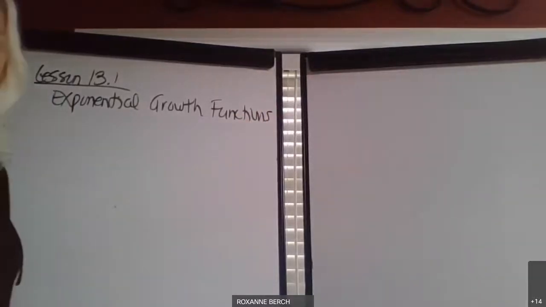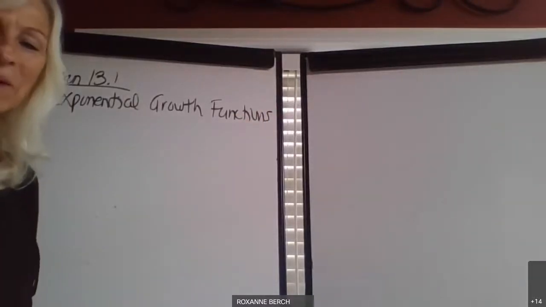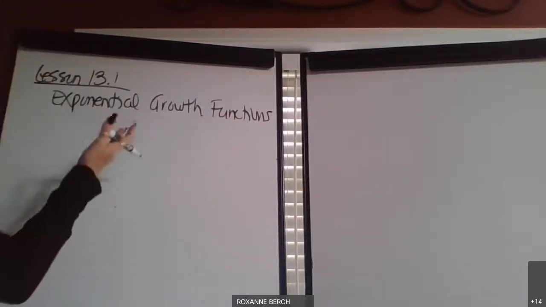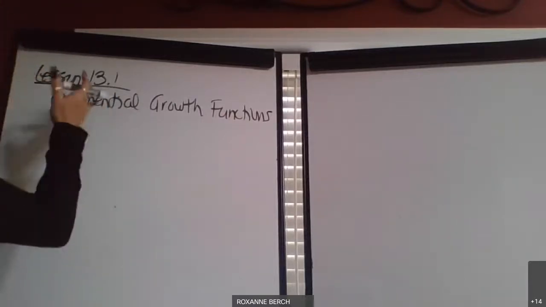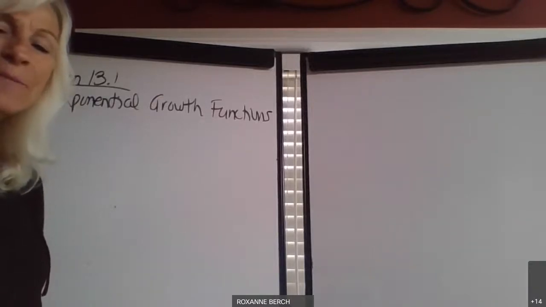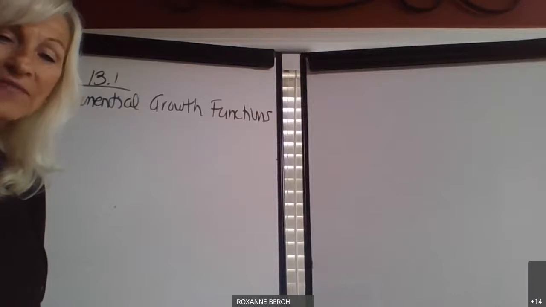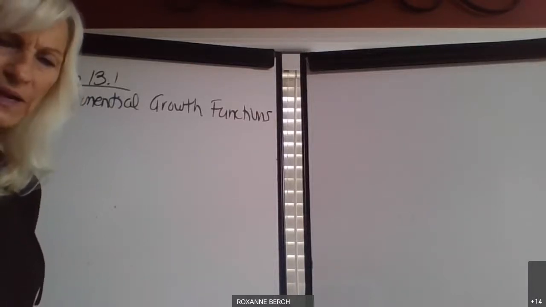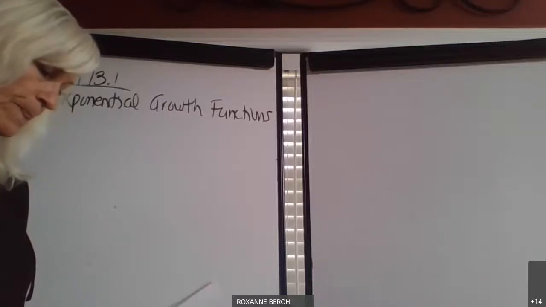I keep my folders of notes upstairs in my library. So this leads me to believe that if this is the exponential growth functions, 13.2 is going to be the exponential decay. And the main thing is you're going to have to know how to graph these using transformations. It's kind of just a review of things you've already learned.